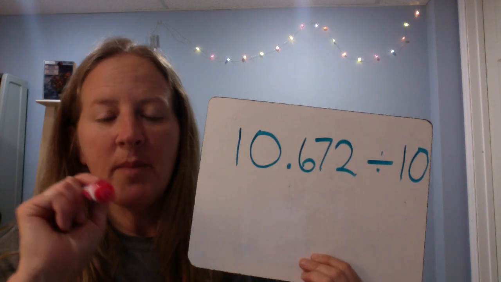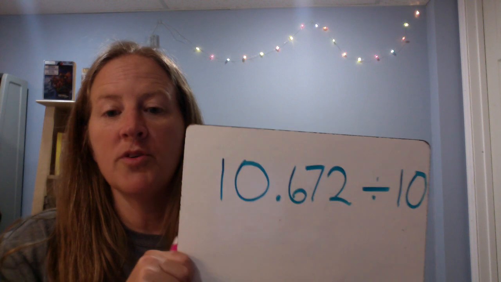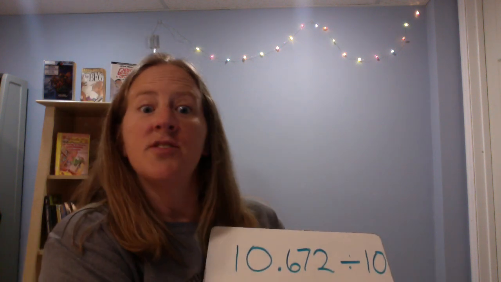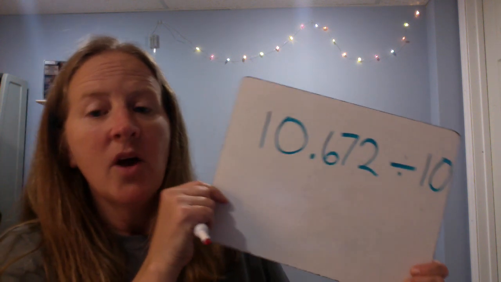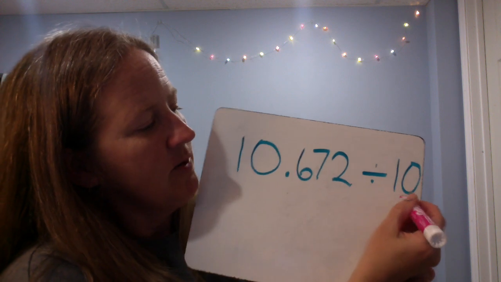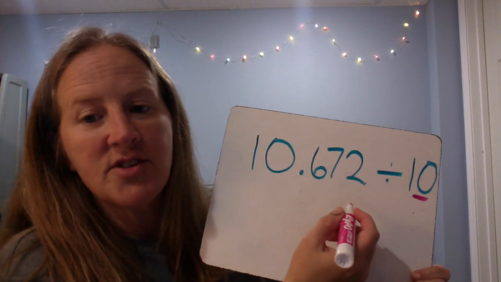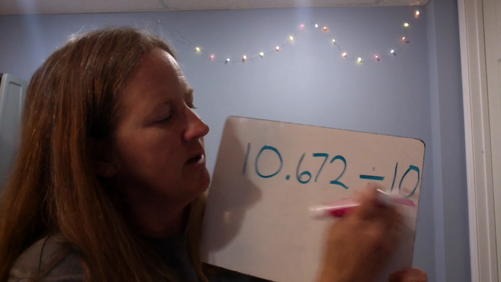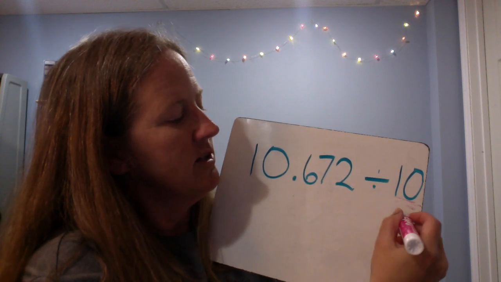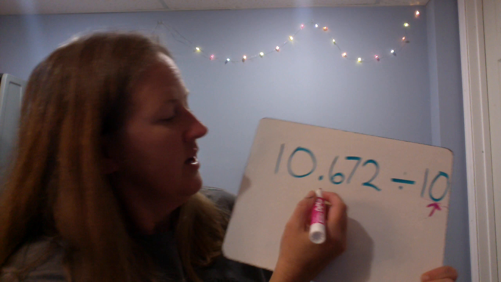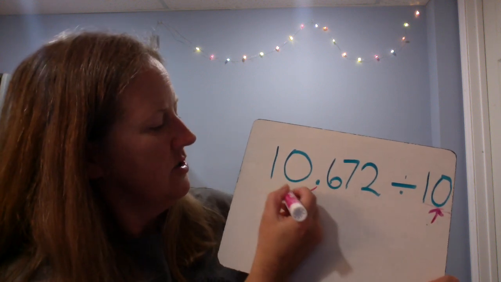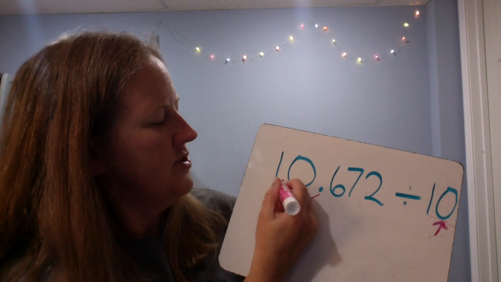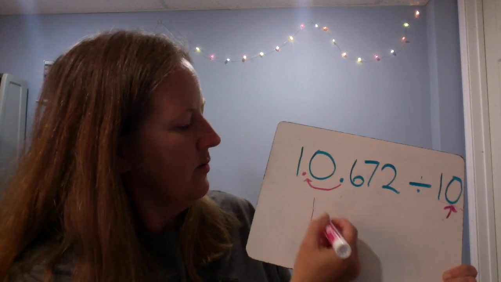What you always want to think about when you're dividing by multiples of 10 is, does dividing make things smaller or larger? Dividing makes things smaller. We know that since there's 1 zero, we're just moving the decimal one place. I usually draw an arrow to it. So we're moving it one place. So we take that decimal to the left, one spot. We rewrite it.